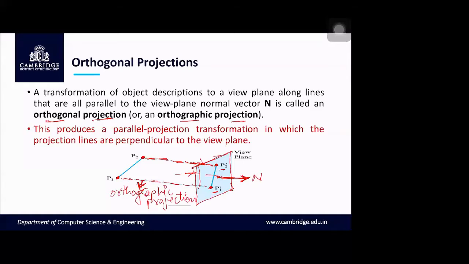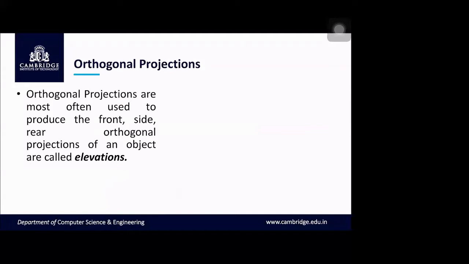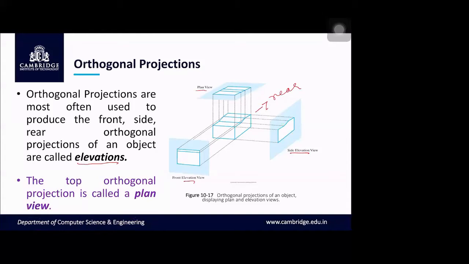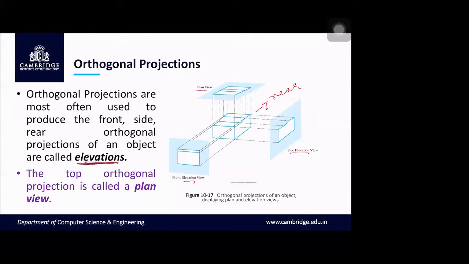Next slide. Orthographic projection is most of the time used to see the front view, side view, rear view and top view. For these we have names called elevations. The front view we call the front elevation, the side view the side elevation, and the back view the rear elevation. The top view we call the plan view.